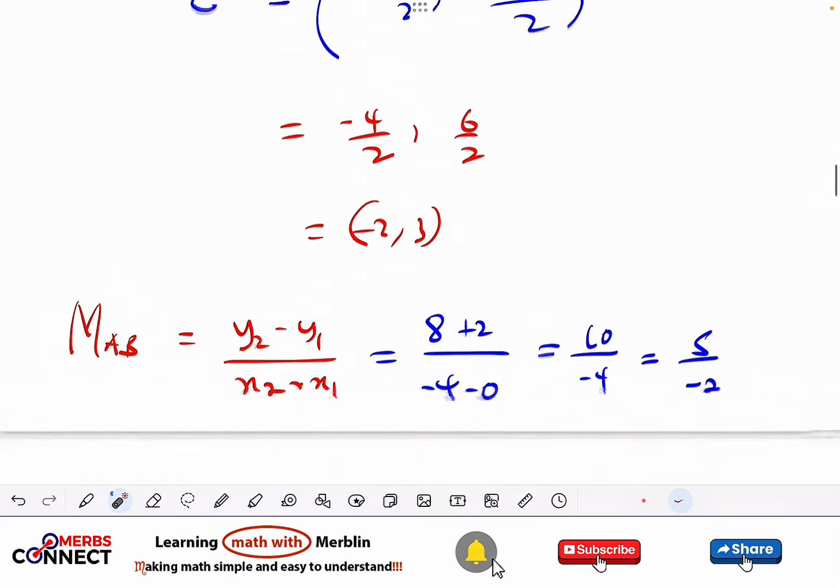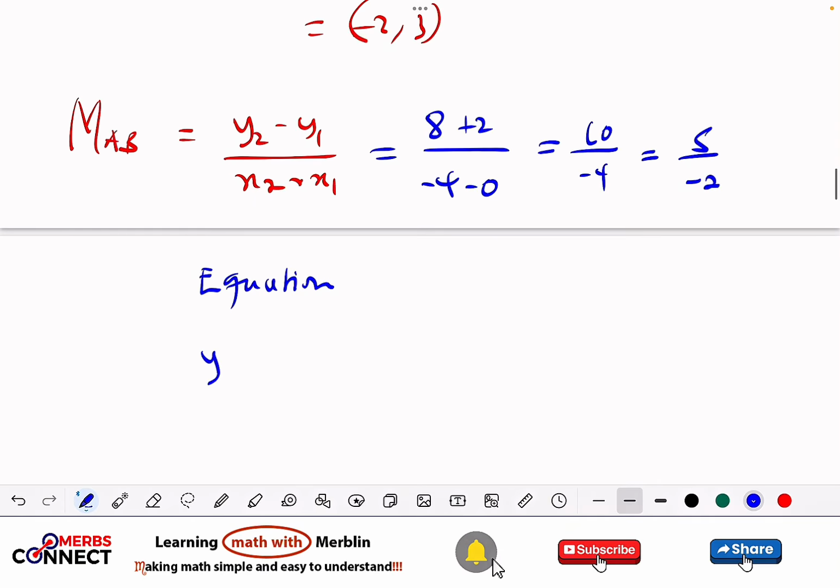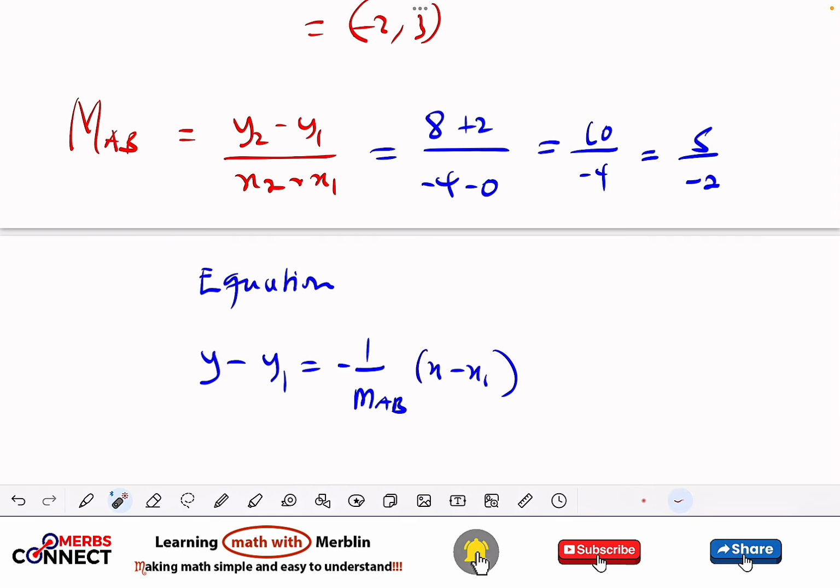So now that we've gotten the slope, the equation of the perpendicular bisector will be y minus y1 equals the negative reciprocal of m of AB times (x minus x1). So since it is perpendicular, we need to find the negative reciprocal, right?